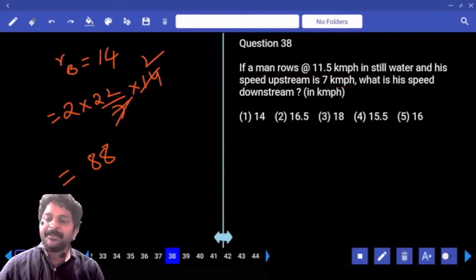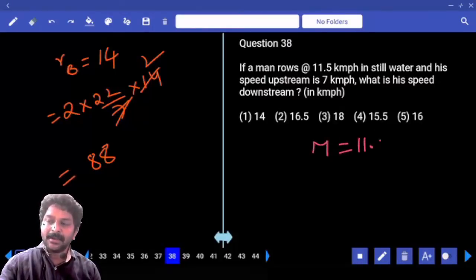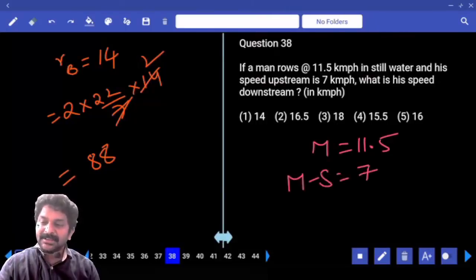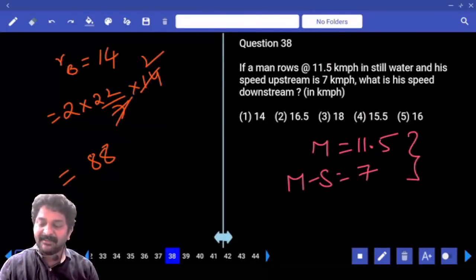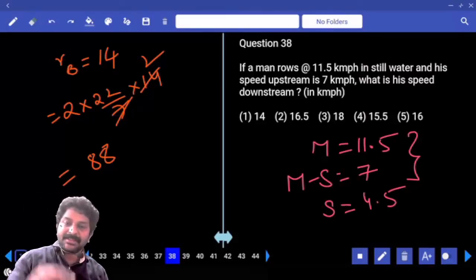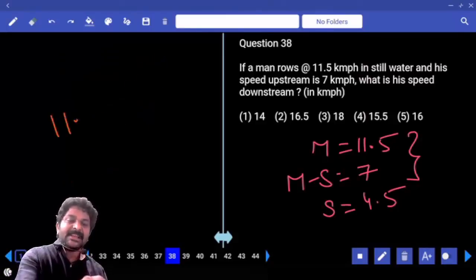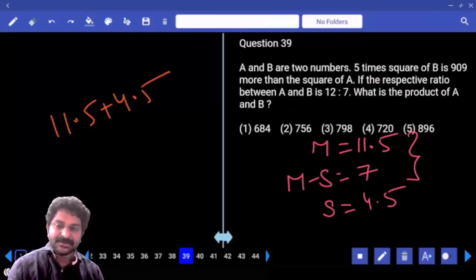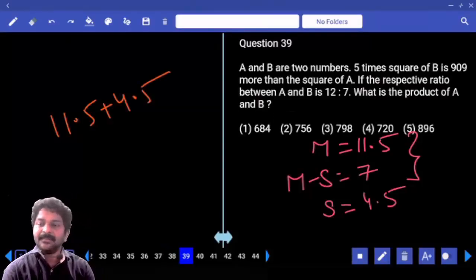If a man rows 11.5 kilometers in still water, that is m is equal to 11.5. And speed in upstream is 7 km per hour. That means m minus s is equal to 7. See, from this, what can we derive? s is equal to 4.5 only. Right. Now, what is his speed in downstream? Downstream speed, m plus s. 11.5 plus 4.5. How much is that? 16. Fifth option. Easy one.